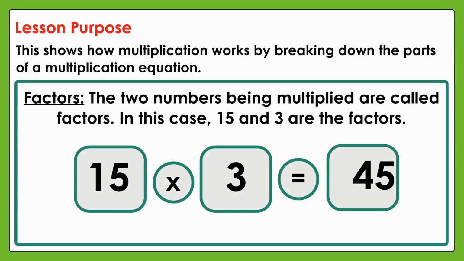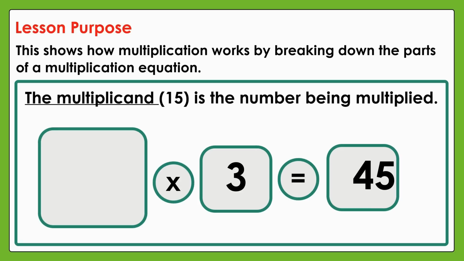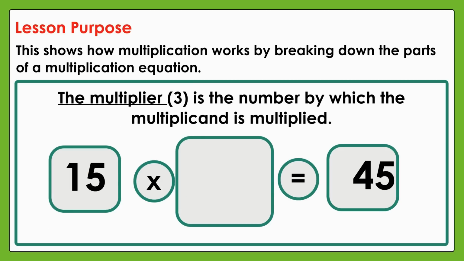First, we have factors. The two numbers being multiplied are called factors. In this case, 15 and 3 are the factors. Second is the multiplicand. 15 is the number being multiplied. Third is the multiplier. 3 is the number by which the multiplicand is multiplied.